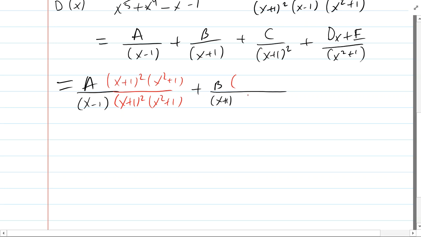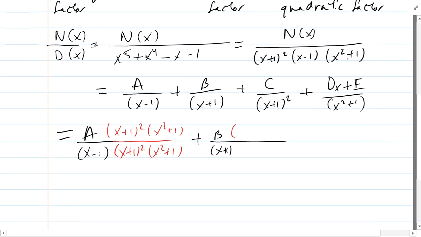What is missing is from the original denominator right here. What is missing for A? A has x minus 1. It doesn't have x plus 1 squared. It doesn't have x squared plus 1. For B, what's missing? It doesn't have x minus 1, and it doesn't have another x plus 1, and it doesn't have the x squared plus 1. Do y'all see where I'm going now?